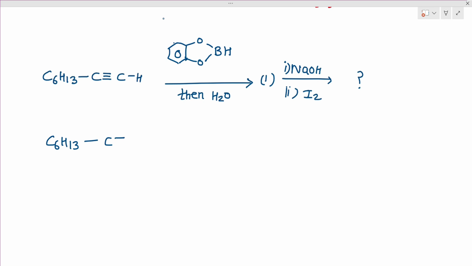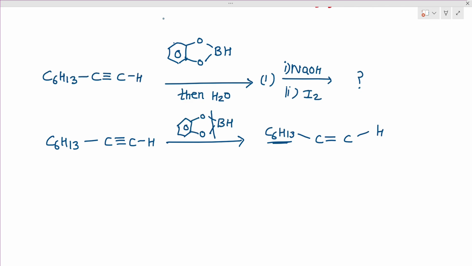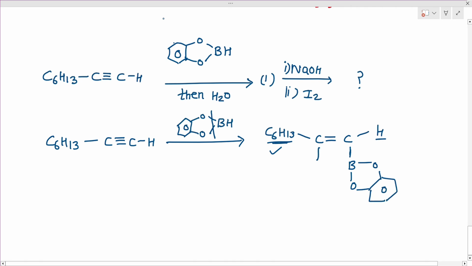C6H13, C triple bond C H. It is firstly treated with this boron. Any type of boron you have been given, just remember that this is the alkyl group that is added to this boron. Now you can see here C6H13 is present and this is hydrogen. This is the sterically hindered side, so this group will attack on this side. So we are adding boron on this side. Always remember that boron will attack on the less hindered side, and hydrogen will attack on the more hindered side. So you have to attach hydrogen here.